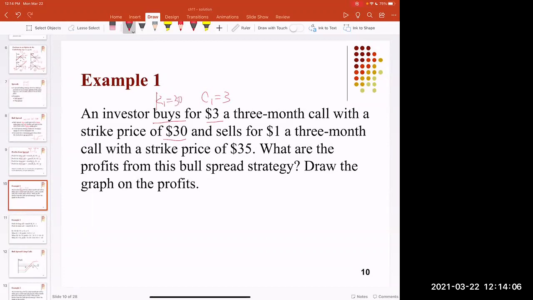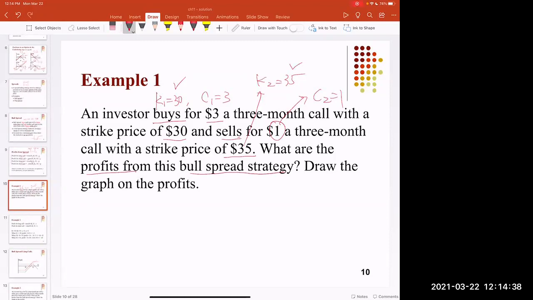So K1 is 30, and the sell, which is C2. C2 is $1, and the strike price K2 is 35. So buy low strike price call option and sell high strike price call option, right? So this is called the bull spread. What are the profits from this bull spread strategy? And draw the graph on the profits.